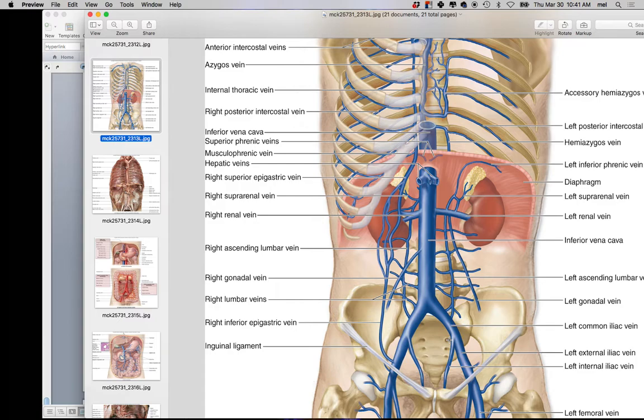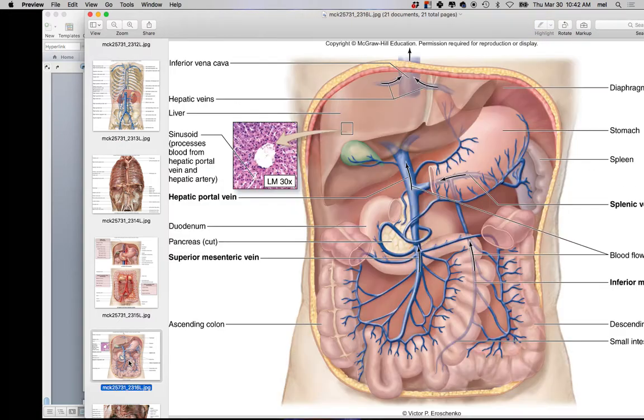You don't see that in that story. You don't see any drainage of the liver. And the reason is that the drainage of the intestines, the drainage of the liver, and the drainage of the spleen is weird. And it's weird for a reason. So let's talk about why it's weird.